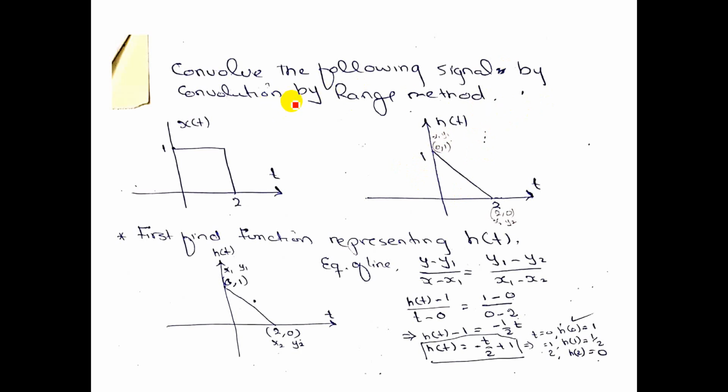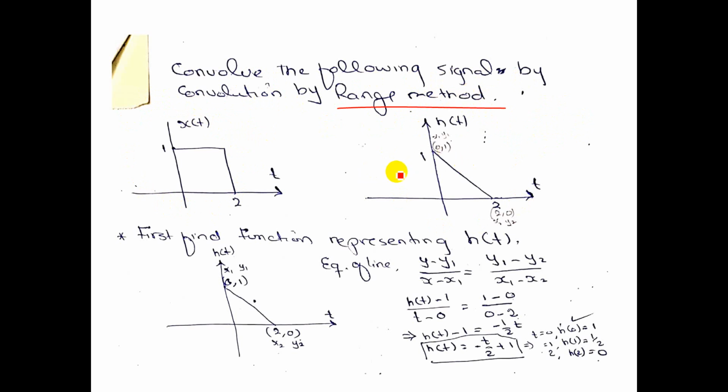Okay, the method which we are following is known as the range method for the continuous time convolution here. As we know, whenever we want to convolve, we need to convolve two signals. So the question is: convolve the following signals by convolution for range method. The one signal is x of t, the second signal is h of t.